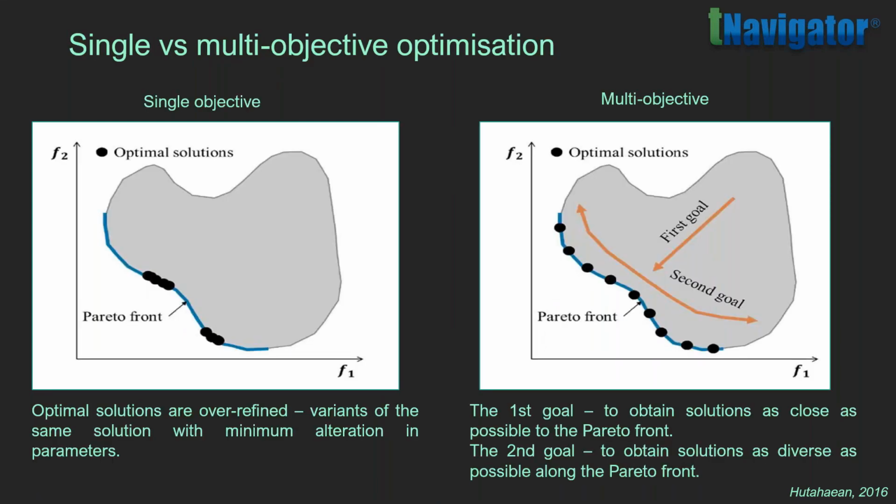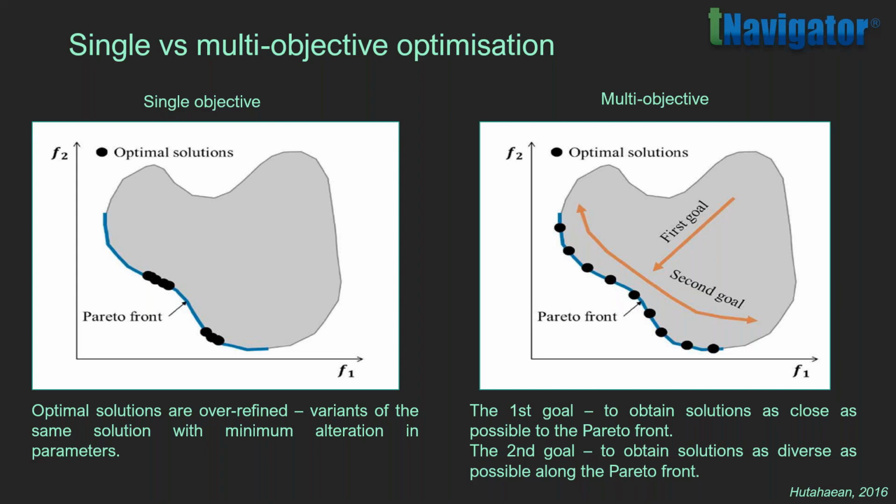Again, we're going to do a comparison. Now we're going to compare single objective and multi-objective. So I want to now highlight the differences between the solutions. So we can visualize Pareto fronts for both of these options, for single objective and for multi-objective.